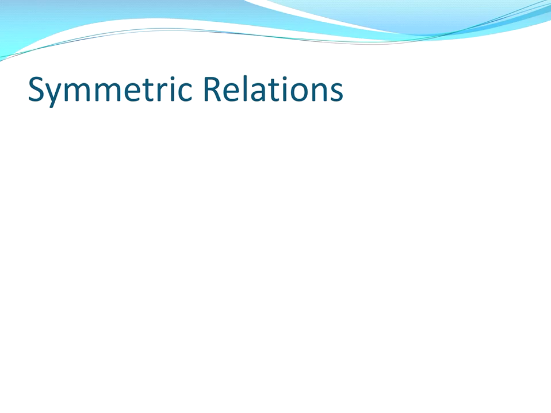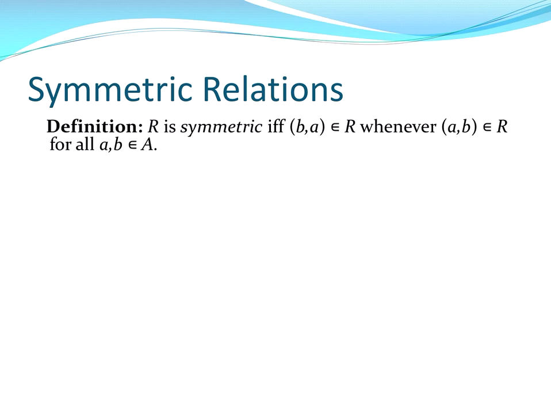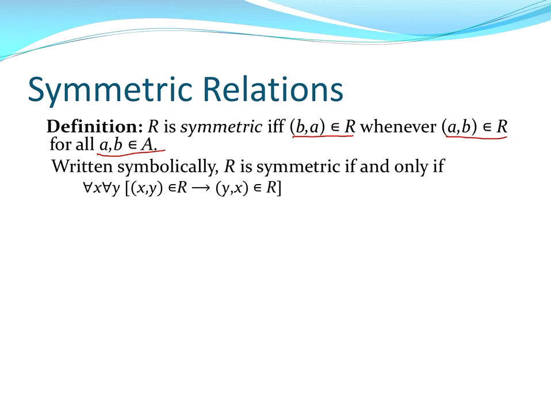Okay, the next property that a relation can have is called symmetry. We say that a relation R on A, or from A to A, is symmetric if and only if (b, a) is an element of R whenever (a, b) is an element of R for all pairs of elements in A. And they don't have to be distinct. You could have (a, a) as well. Here it is symbolically: for every x and for every y, (x, y) in R implies (y, x) is in R.